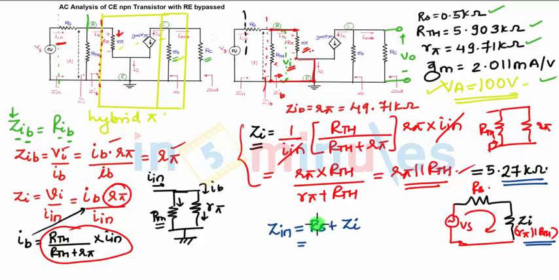So for the problem, you can find the input resistance as RS plus ZI, where RS is given as 0.5K plus ZI is 5.27 kilo ohms. So you'll get Zin as 5.77 kilo ohms. So this is how we have found out the input resistance Zin.